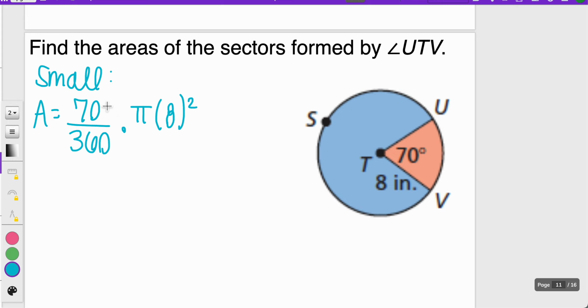So I'm going to multiply everything on top here, or you can do 70 divided by 360, but you could do 70 times pi times 64 and then divide it by 360, and you should get about 39.07. Or some of you did 70 divided by 360 first, and then times pi, and then times 64, and you still get that 39.07.